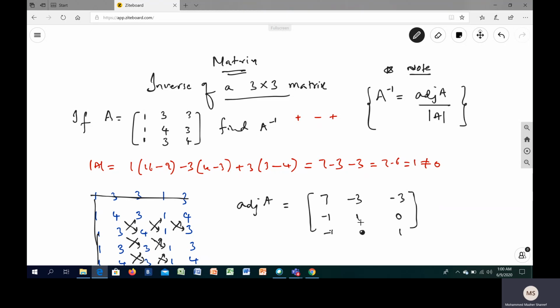Now, we got the adjoint, but this itself is my answer because my determinant is 1. So if I multiply by that scalar or divide by that fraction, it won't affect anything. Isn't it very simple, students? With this method, you can work out any 3 by 3 matrix inverse.